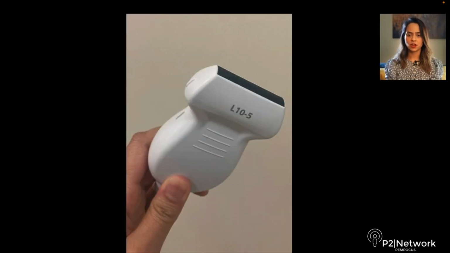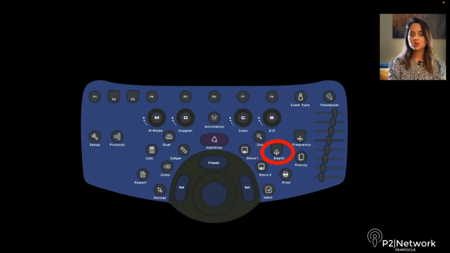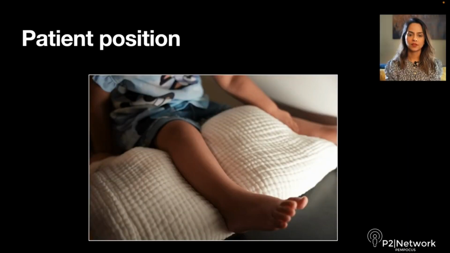For this application, a high-frequency linear transducer with a frequency of 5 to 10 megahertz is used, given the superficial location of the structures. The preset will be musculoskeletal or small parts. Depth should be adjusted to visualize the bony cortex of the femur and patella in the suprapatellar region and tibial tuberosity in the infrapatellar region. The patient should be positioned supine with the knee slightly flexed to 30 degrees. This can be easily obtained by placing a towel roll under the patient's knee.